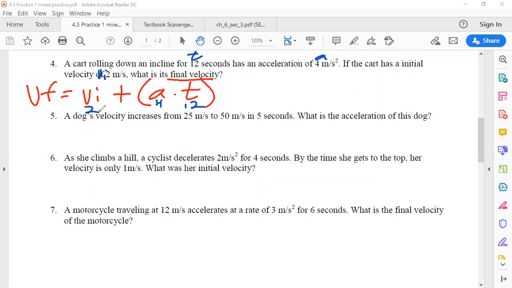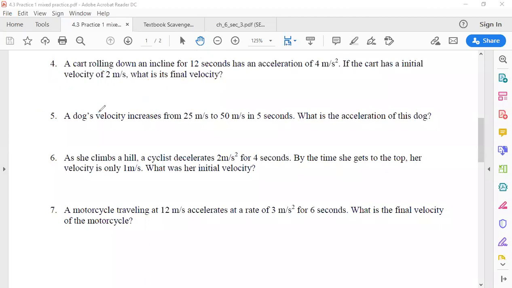And we just take them from the problem, punch them in here. Okay. Problem 5, it again asks for acceleration. We already went over that, so I'm going to skip that. Problem 6 asks, what was her initial velocity? So we're going to use our VI equation here.